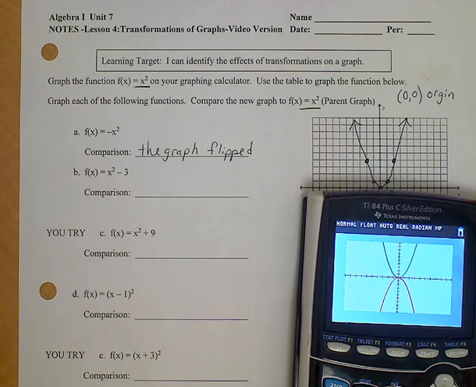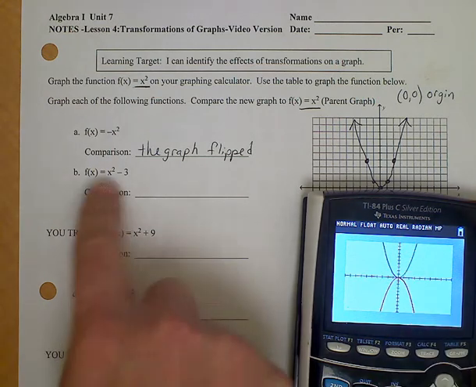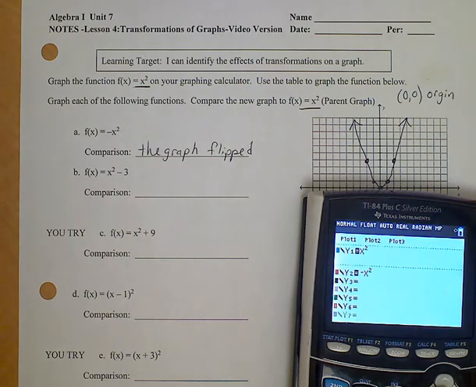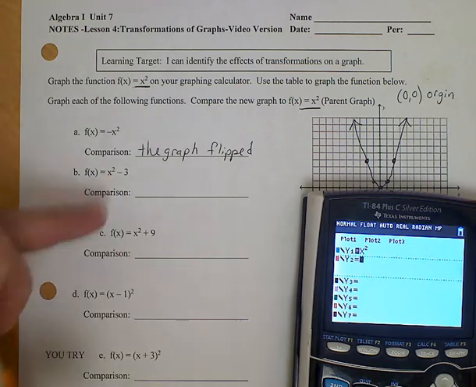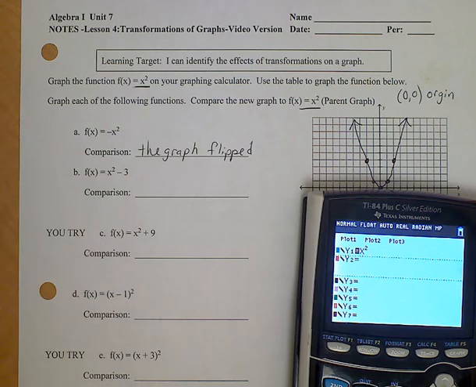So for B, I want to see the same thing. I want to see what happens to my regular graph when I add this -3. So I'm going to go back to y equals. I'm going to clear out what I have in y2 and enter in what I have for B. So what happens when I subtract 3? Let's see. So x squared minus 3. Let's graph them both.